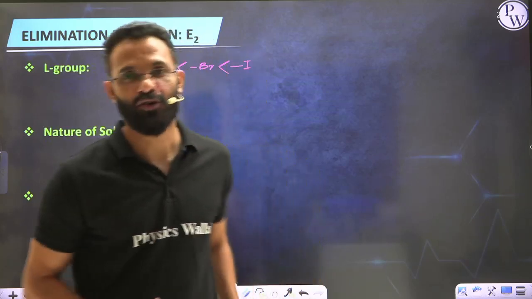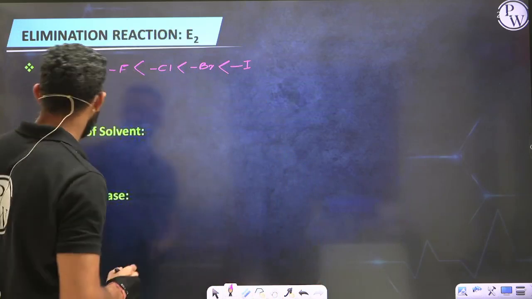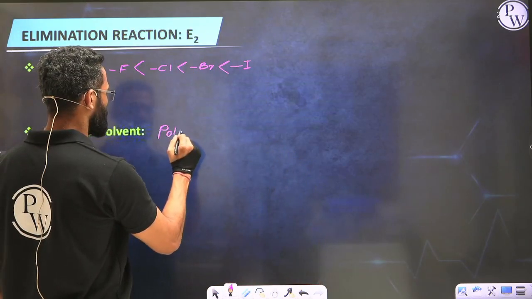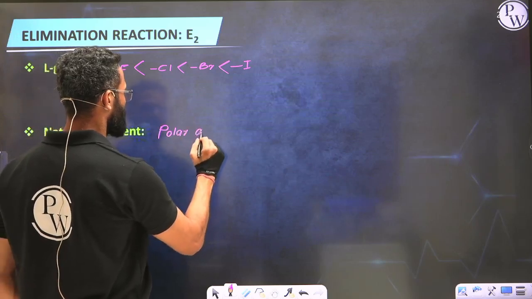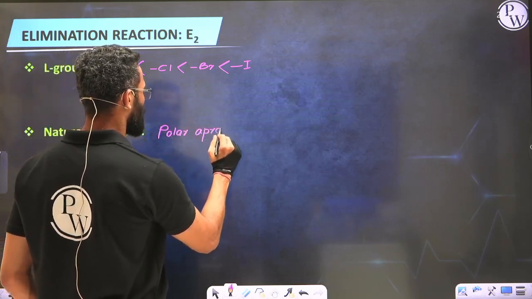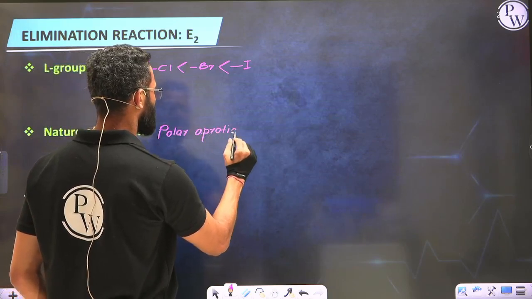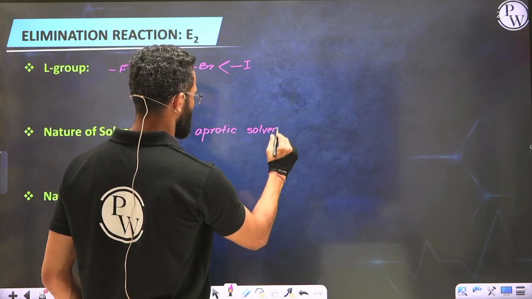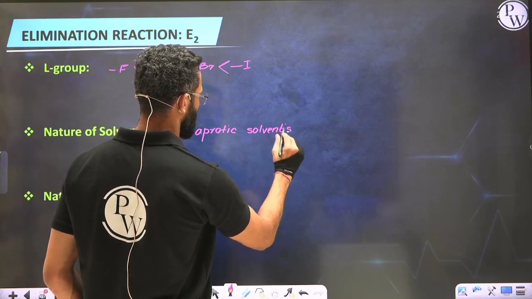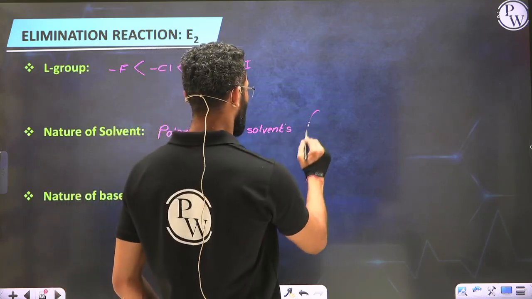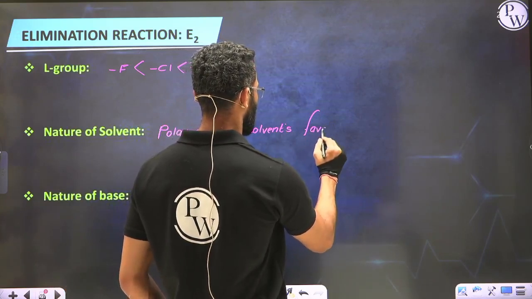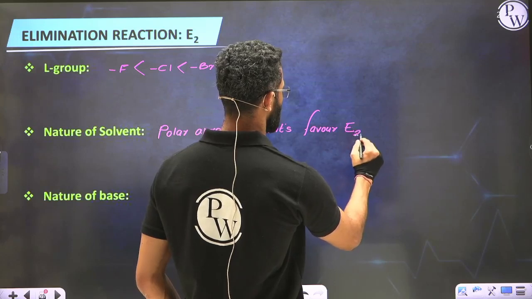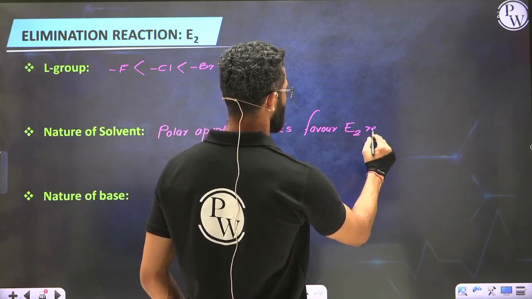So what kind of solvents are required? Yes, polar aprotic. So polar aprotic solvents favors E2 reaction.